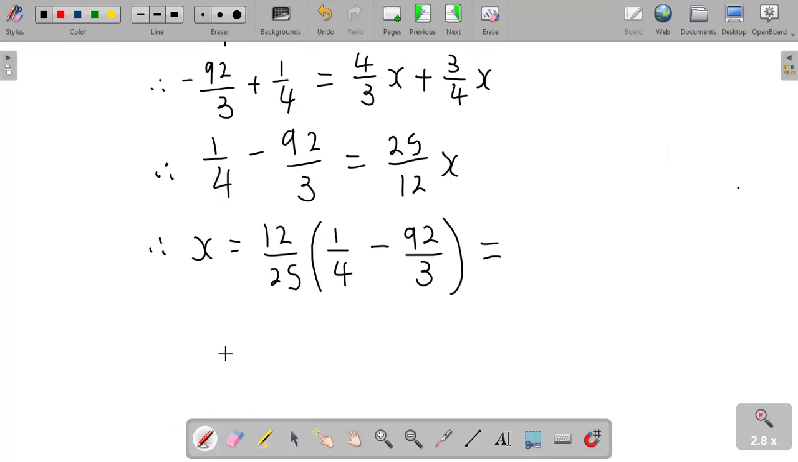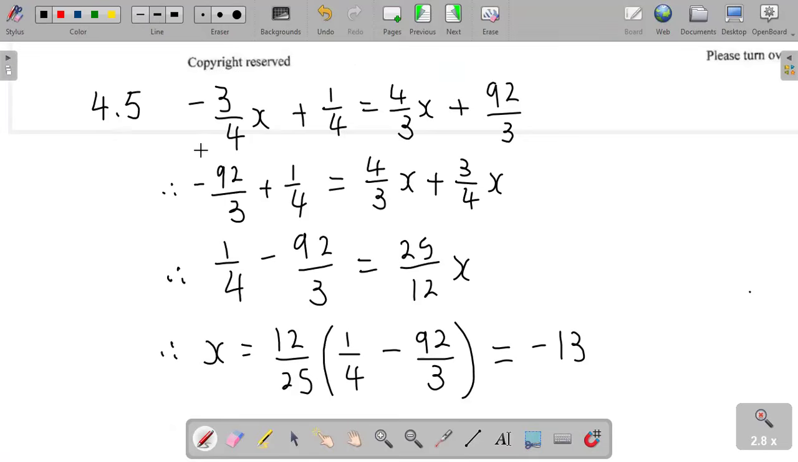So then it's going to give you negative 13. Okay, so you use a calculator there. It gives you negative 13. And then you're going to take negative 13. You can substitute it on the left, or you can substitute it on the right, to find the y value.